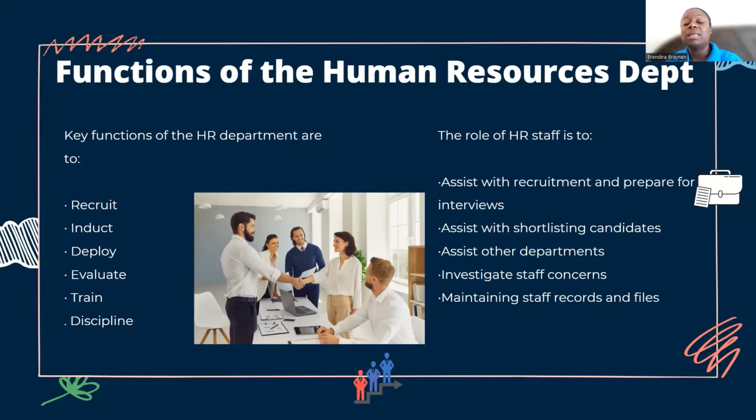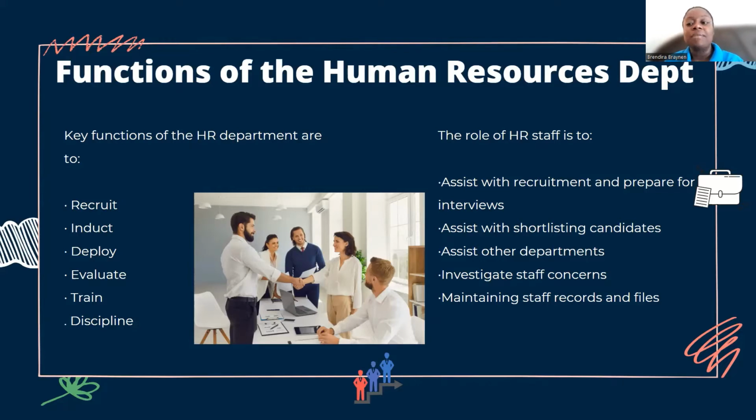Evaluate: assist with the process of evaluating staff and keeping records of their evaluations on their files. Training: of course, HR is responsible for making sure that all staff are properly trained. And discipline: there are disciplinary actions that usually happen as a result of the Human Resources Department.